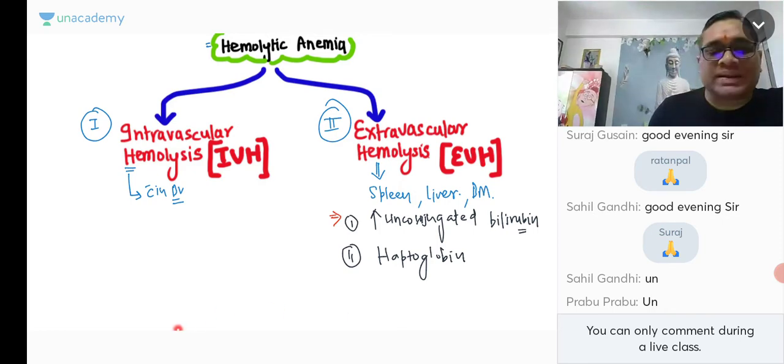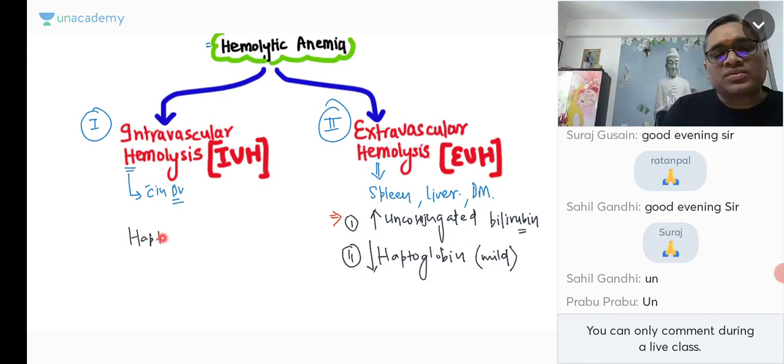So this will also be decreased in case of extravascular hemolysis. But remember, this decrease is very mild. That is the point we have to understand. When we look at the haptoglobin level, it will be a moderate to severe decrease in case of intravascular hemolysis. So this is the important point which I wanted to tell you, right?